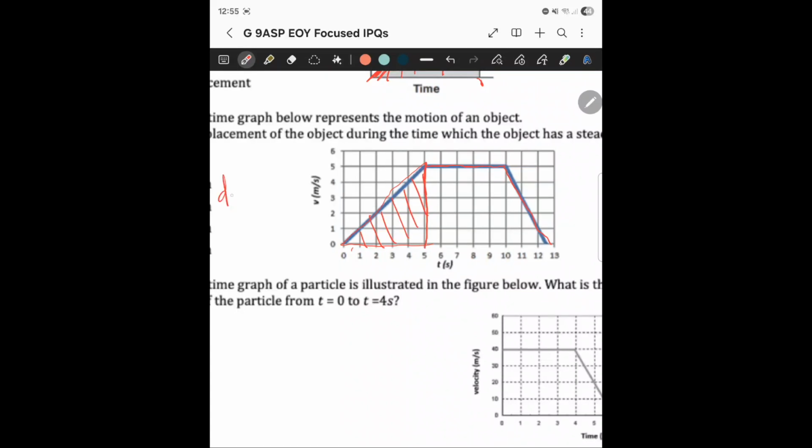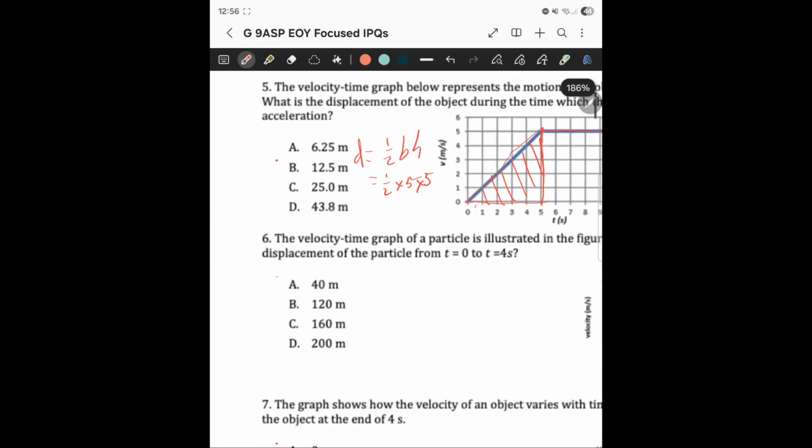So I will do the distance, or the area, equals a half times the base times the height. A half times the speed times the time. A half times 5. Multiply that by 5. Half times 5 times 5. If you're a wizard with your maths, you'll realize that will simply be 12 and a half.